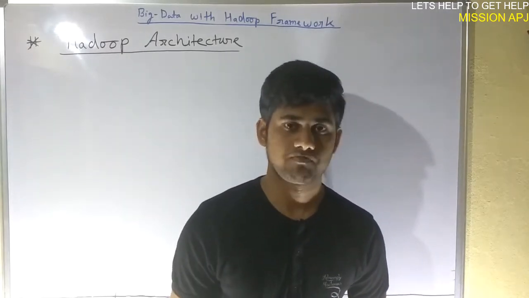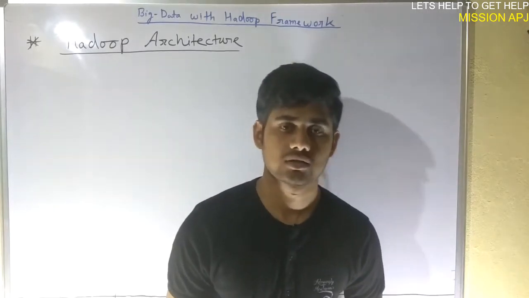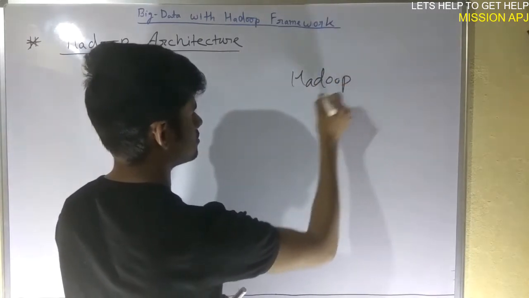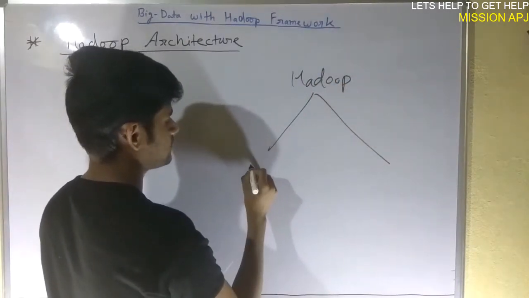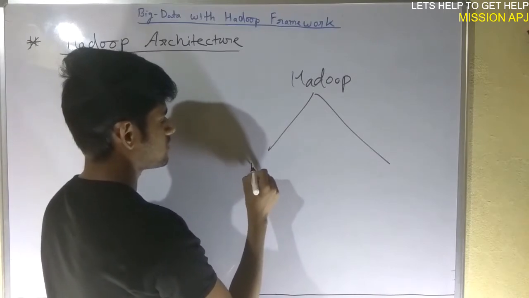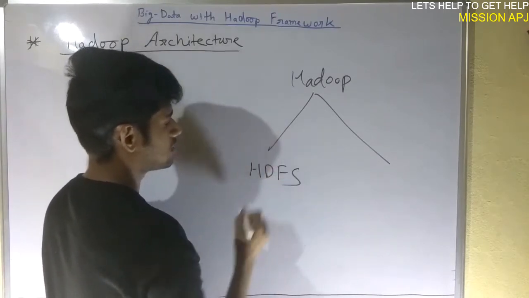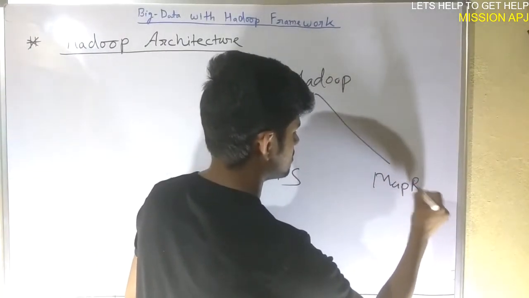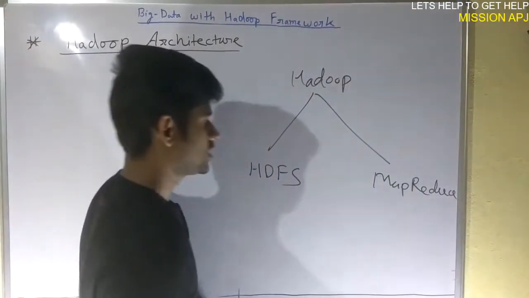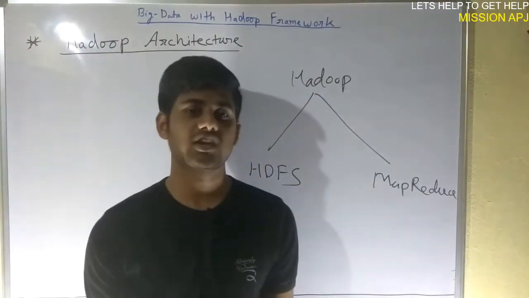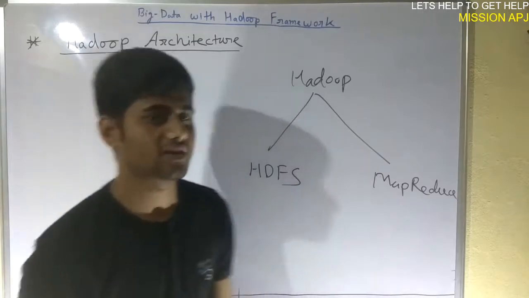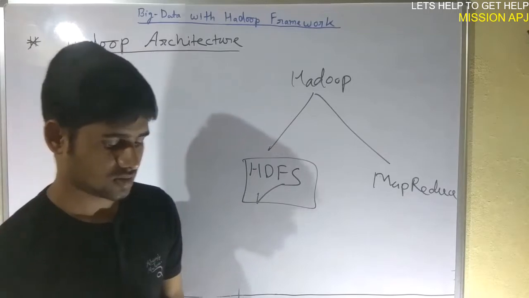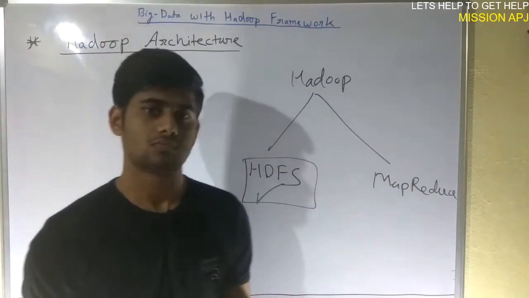So let us understand first. Basically, what we are saying is that Hadoop can be understood by understanding the HDFS technique and MapReduce. After understanding these two things, we can easily understand Hadoop. So let us start by understanding HDFS, why it was developed and then implemented.